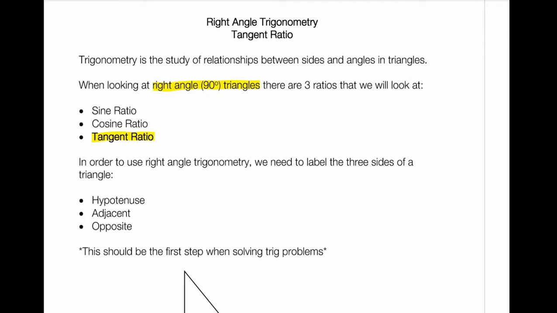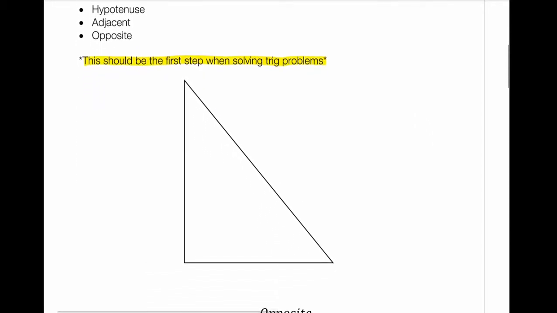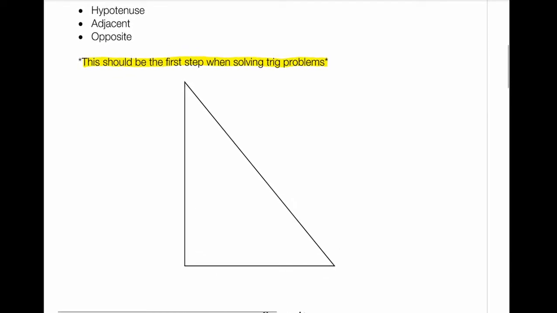In order to use right-angle trigonometry, we need to label the three sides of a triangle. This is important because it is going to be the first step when solving trig problems. You want to label the triangles. The three sides are the hypotenuse, the adjacent, and the opposite. If we have a right-angle triangle, we need to label those three sides. Because it's a right-angle triangle, we should see a 90-degree angle somewhere.